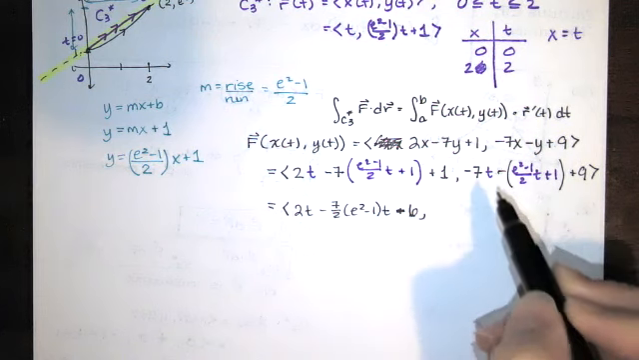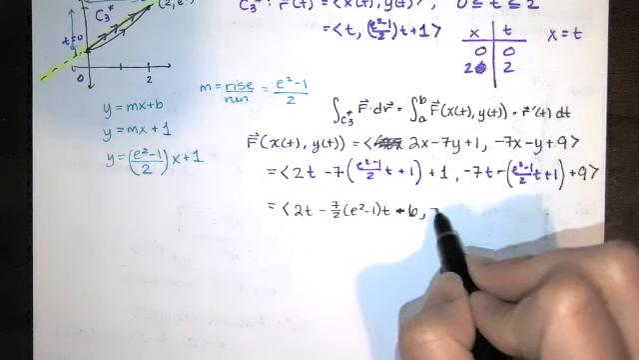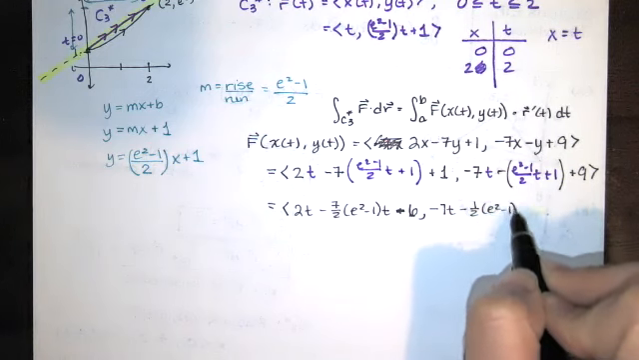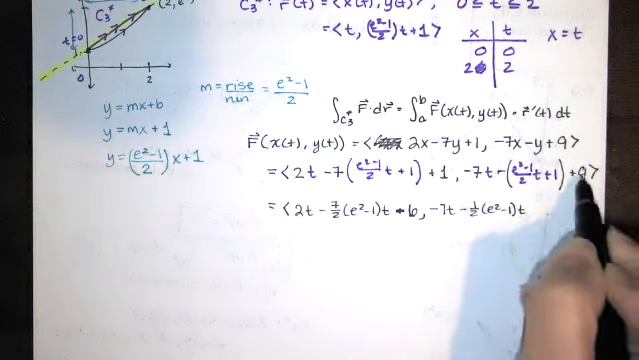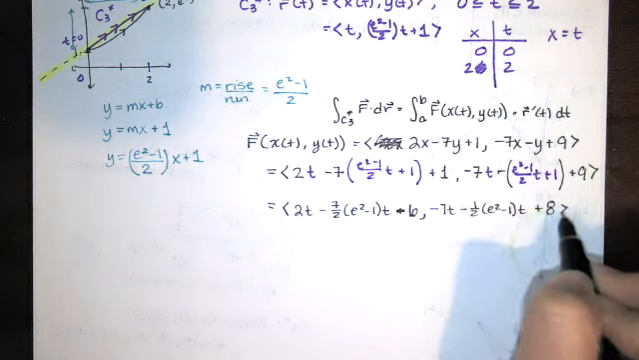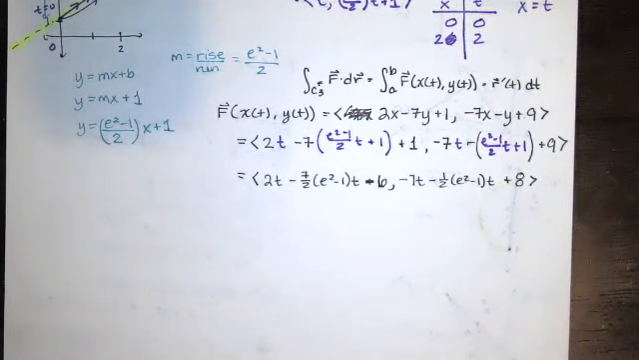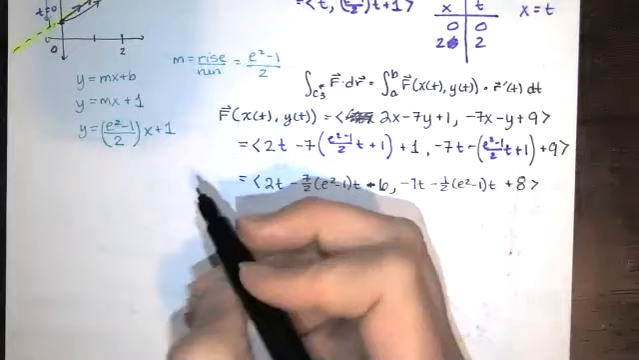Then over here, I've got -7t minus 1/2 e squared minus 1 times t, minus 1 plus 9 is going to be a positive 8. Okay, so that is our f in terms of t, and now we need to compute r prime.